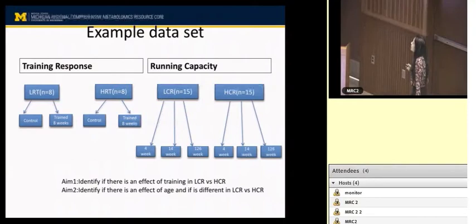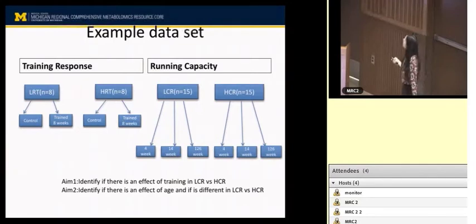So for the first training response study, the aim is to find the effect of training in this versus this rat, which is low capacity and high capacity. And then the second aim for this particular running capacity rats was to identify if there is an effect of age on these rats, and then if this age effect is different in the low capacity runners and high capacity runners.